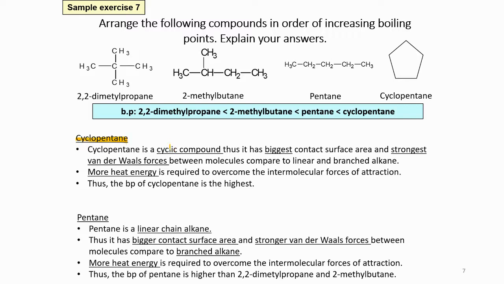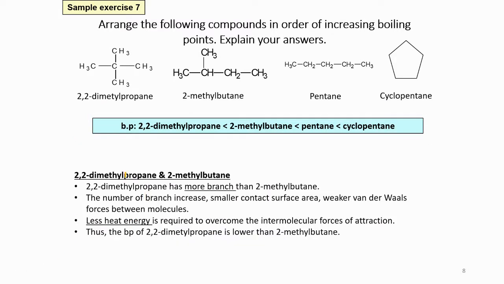For example, cyclopentane has the highest boiling point because it is a cyclic compound which has the biggest contact surface area and strongest van der Waals forces between molecules compared to linear and branched alkanes. Pentane is a linear chain alkane. So when we compare pentane, we compare with the branched ones. Linear chain alkane has bigger contact surface area and stronger van der Waals forces compared to branched alkane.